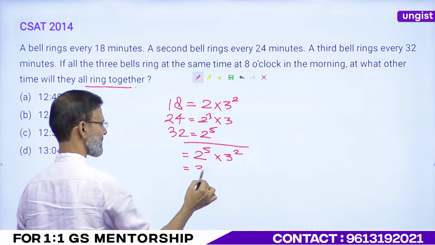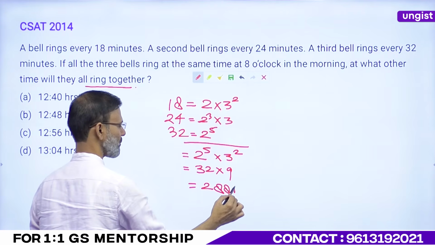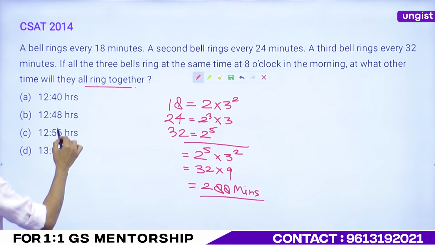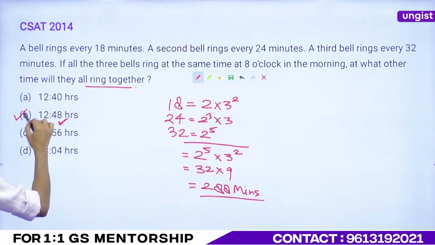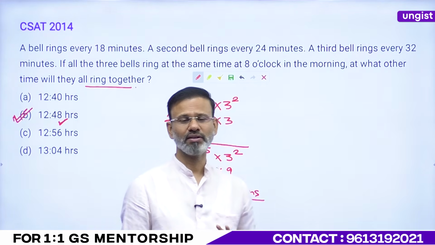So 2 raised to the power 5 into 3 square. This is the LCM, so this is 32 into 9, which is 288. 288 minutes. Look at the options. Only in one option we have 8 here, so this will be the correct choice. In the examination, I'll solve the question like this, right?